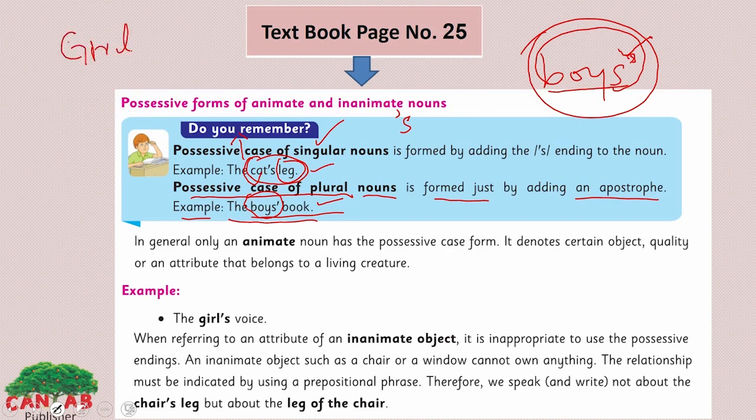Like girls' house. Here the girls are plural and ending with the letter s, so we will put just an apostrophe here, and house is a singular noun here.